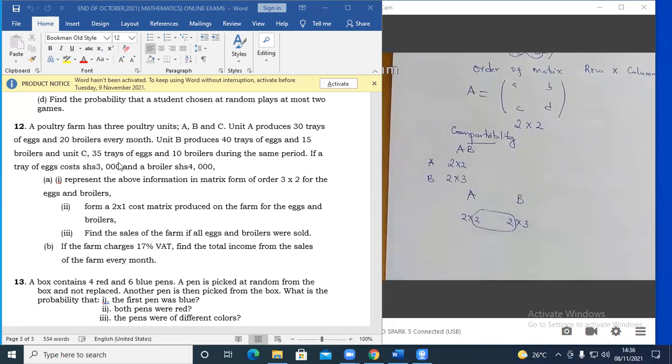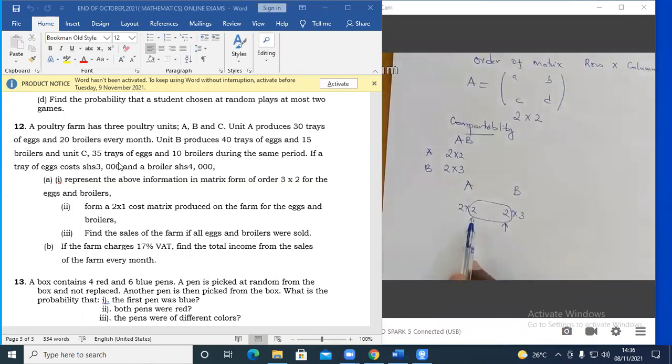The number of columns in the first matrix must be equal to the number of rows in the second matrix. So when you look at this one, are they the same? Yes. Are they compatible, members? Yes, they are compatible. Good, because the number of columns in the first matrix is equal to the number of rows in the second matrix.